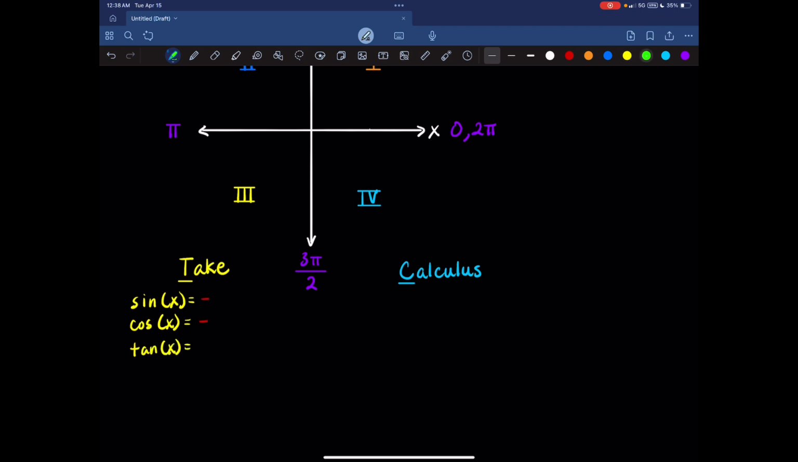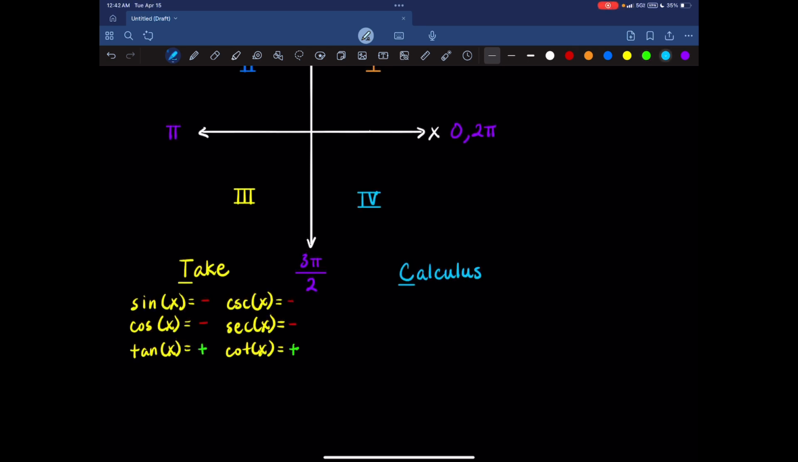And let's do the reciprocals. So the cosecant of x will be negative as well. Positive divided by a negative is a negative. And then the secant of x will also be negative for the same reason. And the cotangent of x will be positive, right? Positive divided by a positive, that's a positive. So now we have all our information for quadrant 3.